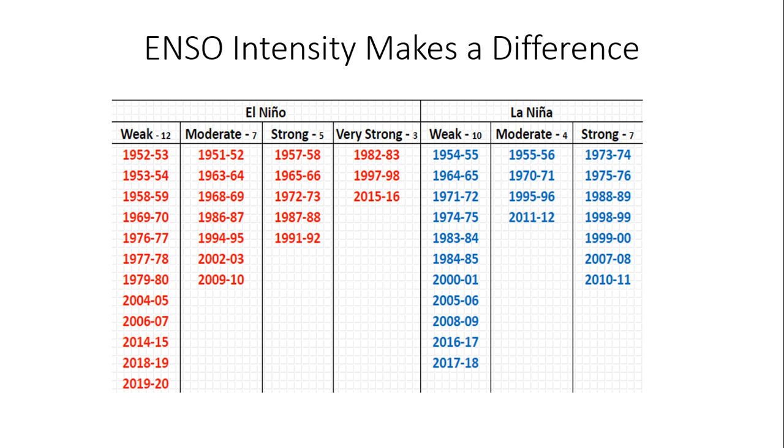Moderate La Ninas as recent as 2011-12, and then a strong La Nina occurred as recent as 2010-2011. Now right now we're in the moderate category for the La Nina. We're currently standing at a moderate La Nina based on the water temperature departures there in the Nino 3.4 region.